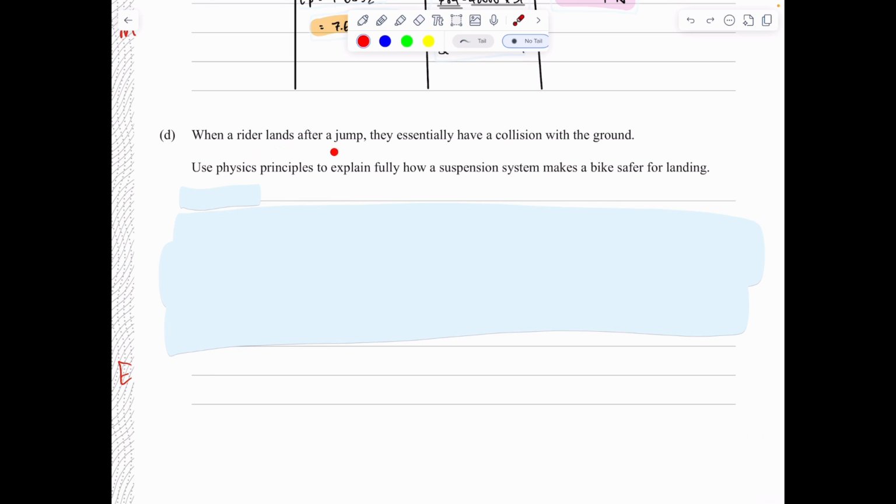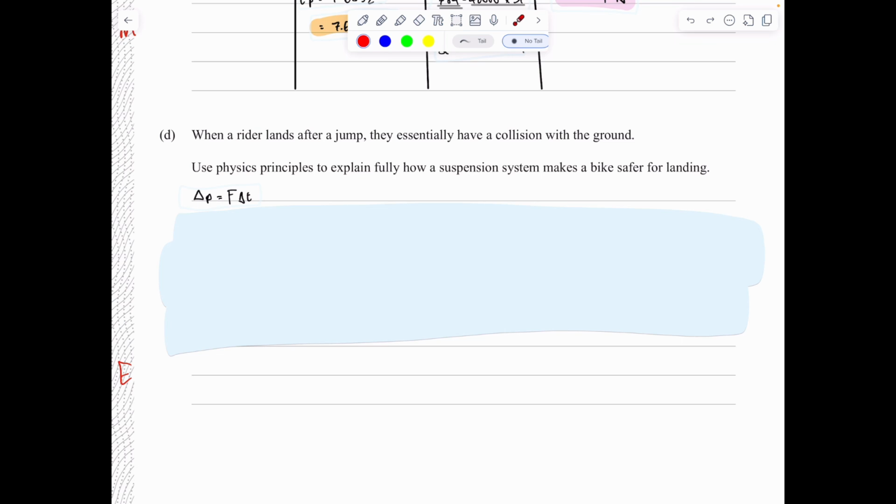When a rider lands after a jump, they essentially have a collision with the ground. Use physics principles to explain fully how a suspension system makes a bike safer for landing. Okay, so whenever you get some sort of collision type question, you know that we'll be dealing with this equation here. This is the momentum equals the force times change in time.